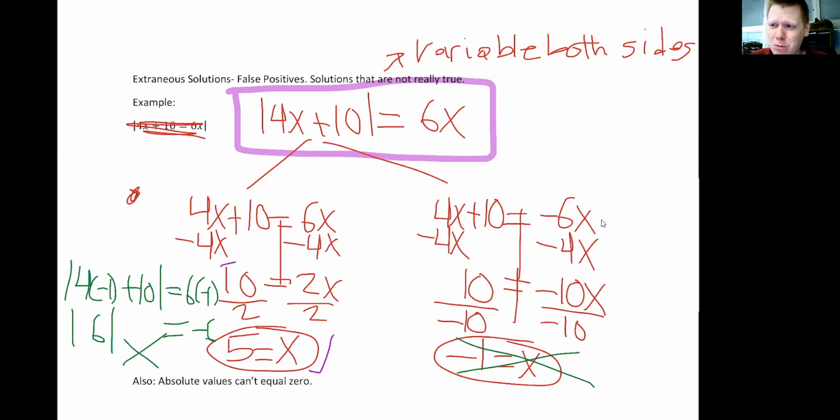So like I said, you got to be really careful if you see x's on both sides. You really do need to check your answers. They'll try and trick you. Like if you did see a question like this on the ACT, they might give you a question that has a false positive or a solution that's not really a solution.